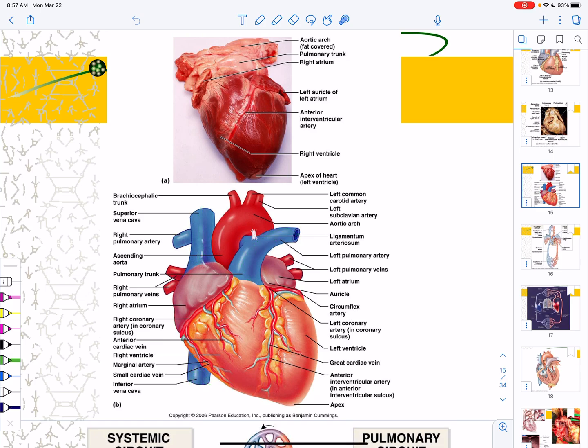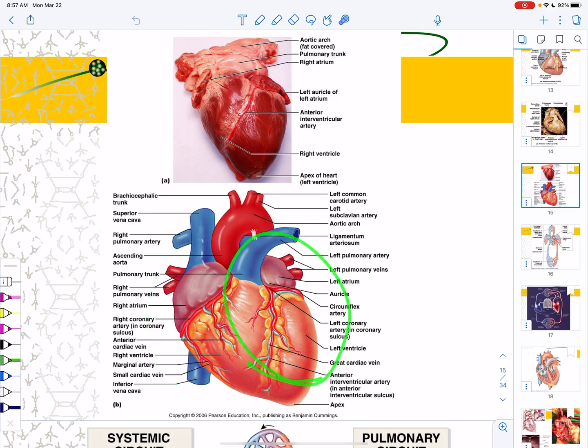Okay, so remember, when you see the blue, that means deoxygenated. But interestingly, here on the right side of the heart, I have an artery that's blue. I have veins, the superior vena cava and the inferior vena cava. Those are both considered veins. So I have both the arteries and the veins blue. They're all deoxygenated, dealing with the right side of the heart.